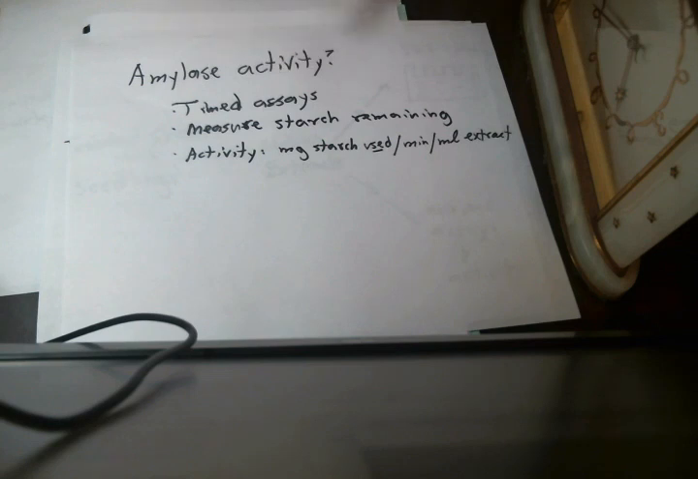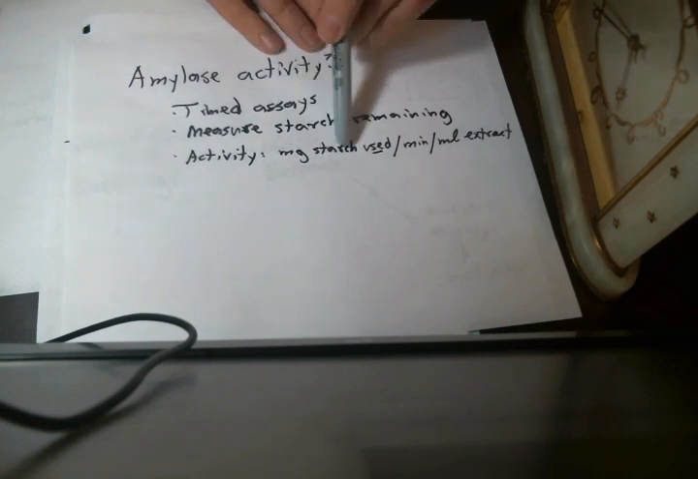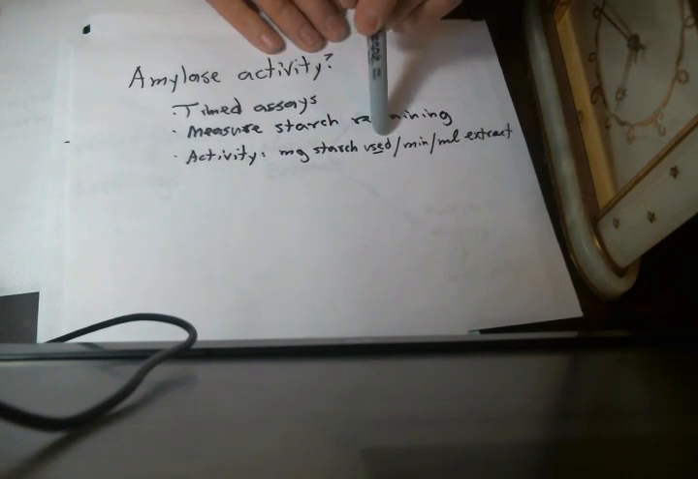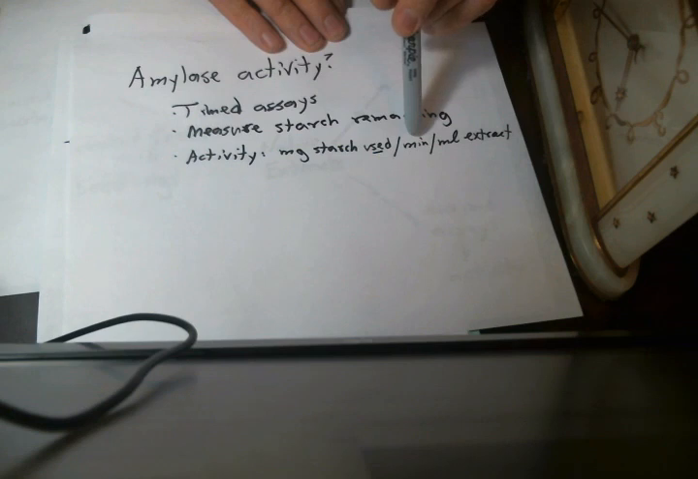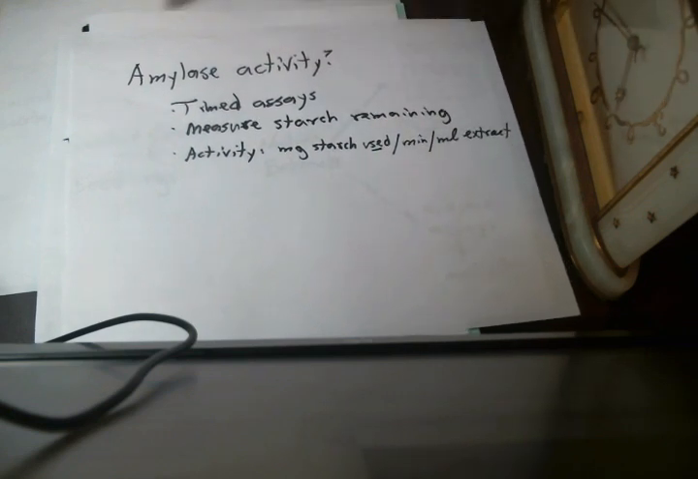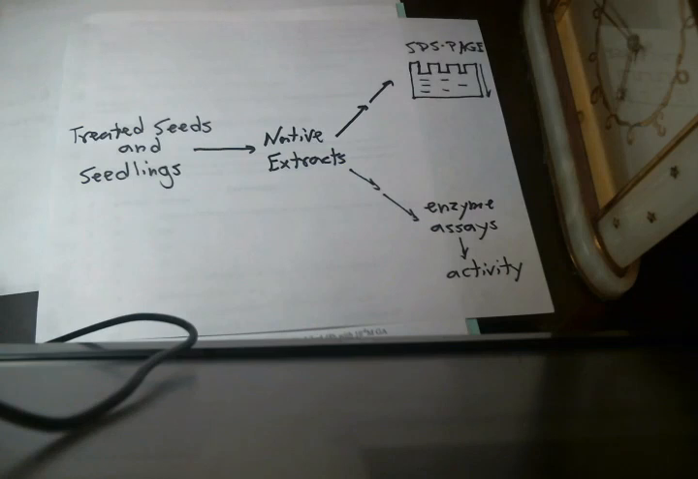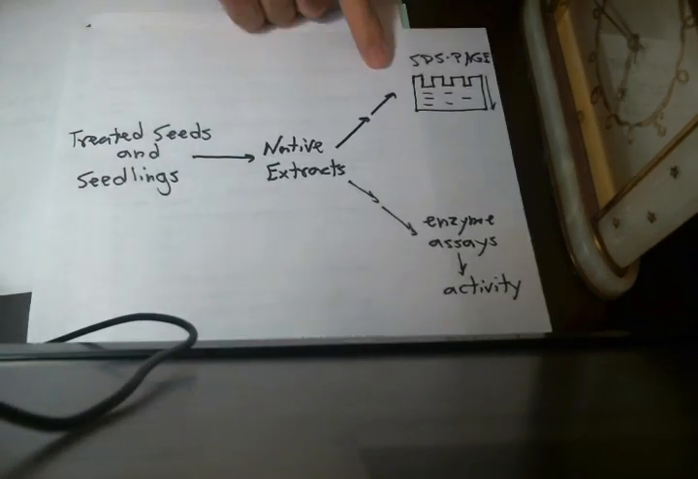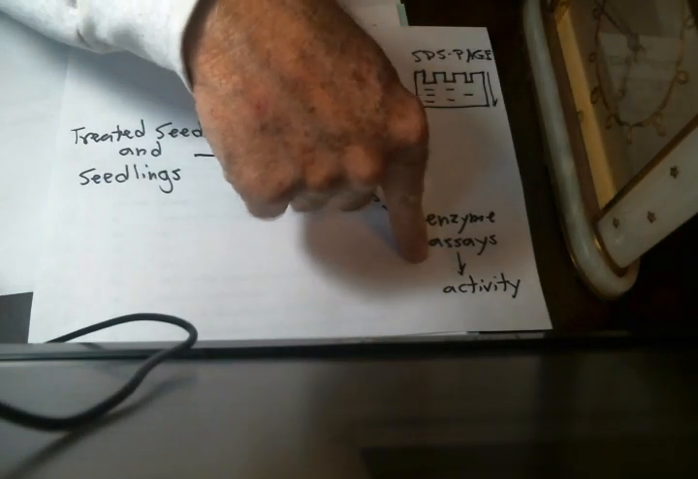So we are going to figure out in these assays how much starch is used per minute per milliliter of extract. So that's the units you're going to use. All right, so we're going to do enzyme assays. So that's that part. Let's go back to this. So we're going to do SDS gels and we're going to do enzyme assays.